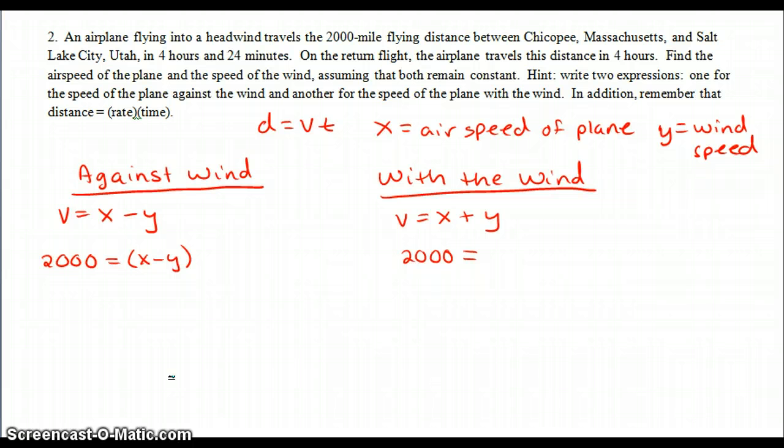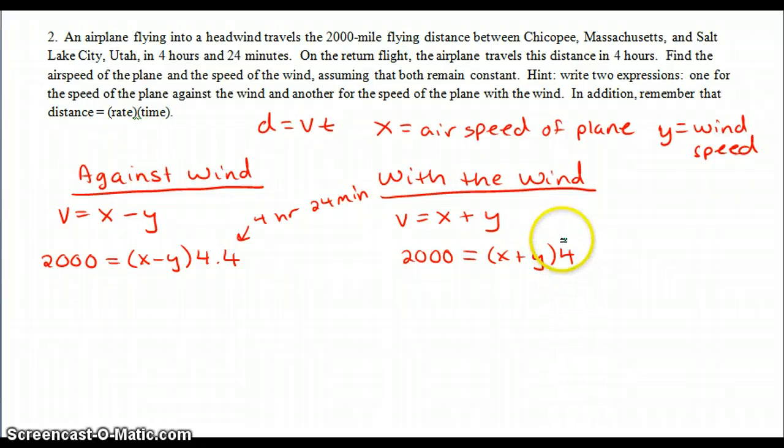So when you divide 24 by 60, you actually get 0.4 hours. So here, your total time is going to be 4.4 hours. Okay, and that's the conversion from 4 hours and 24 minutes. Okay, so there's our first equation. With the wind now, it's going to be 2,000 is equal to x plus y, which is our velocity, times our time, which is a little bit quicker here. It's 4.